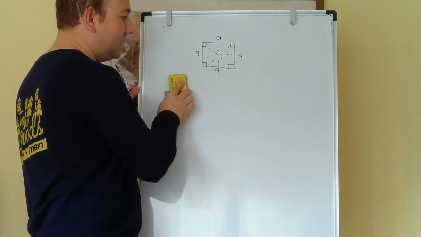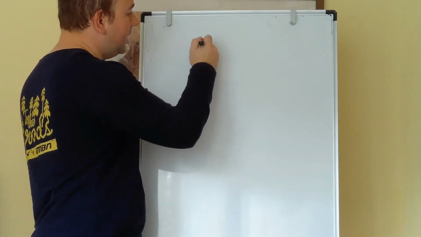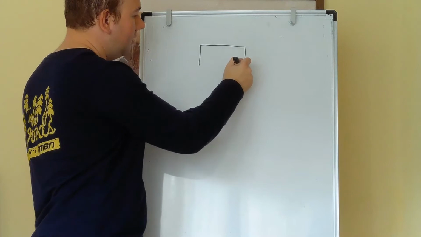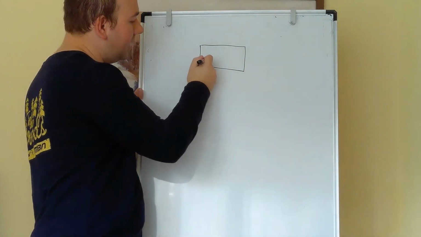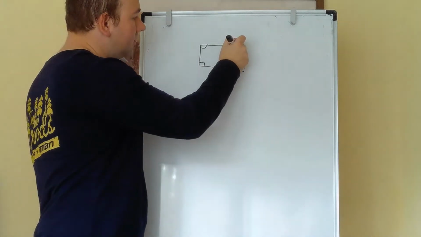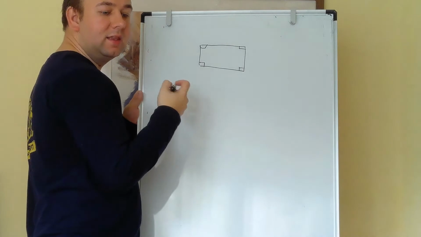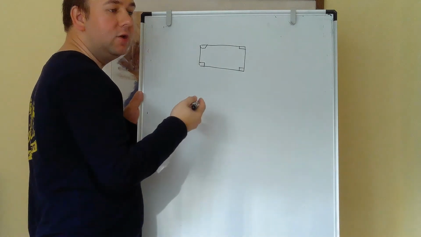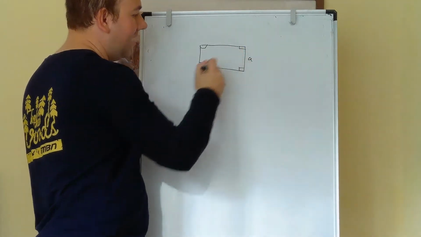Next shape we have to consider is the rectangle. Rectangles are very similar to squares. They still have 4 equal internal angles of 90 degrees. Where they differ from squares is that the height no longer equals the base. So we can call the base B and the height A.